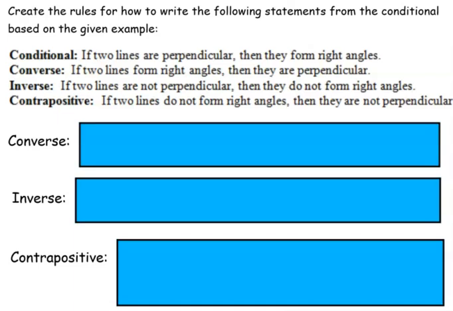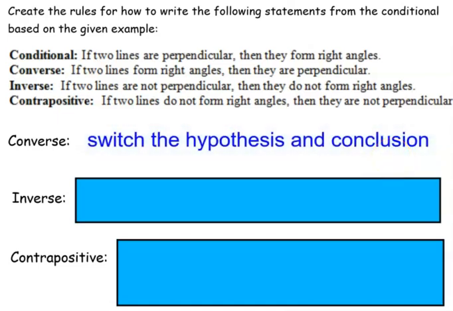So what you should notice is they have taken the front and back of the sentence, the hypothesis and the conclusion, and they have switched them. So that is our rule for writing the converse. We want to switch the hypothesis and the conclusion. For each one of these, we're referencing back to the original conditional.